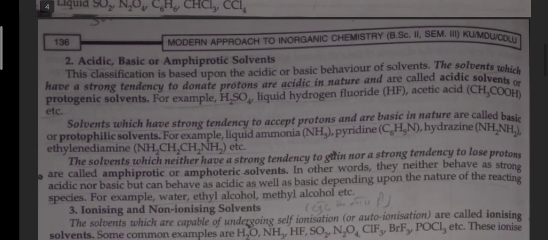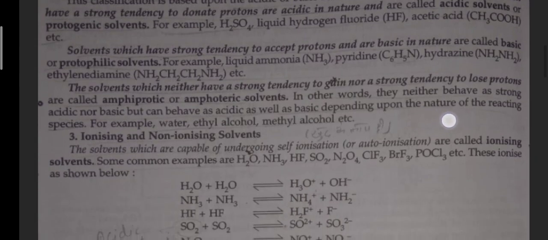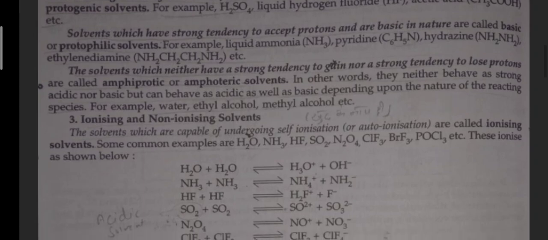Second is acidic, basic or amphiprotic solvent. This classification is based upon the acidic or basic behavior of the solvent. The solvents which have a strong tendency to donate protons are acidic in nature and are called acidic or protogenic solvents. For example, H2SO4, liquid hydrogen fluoride, acetic acid, etc. Solvents which have a strong tendency to accept protons and are basic in nature are called basic or protophilic solvents. For example, liquid ammonia, pyridine, hydrazine, ethylene diamine, etc.